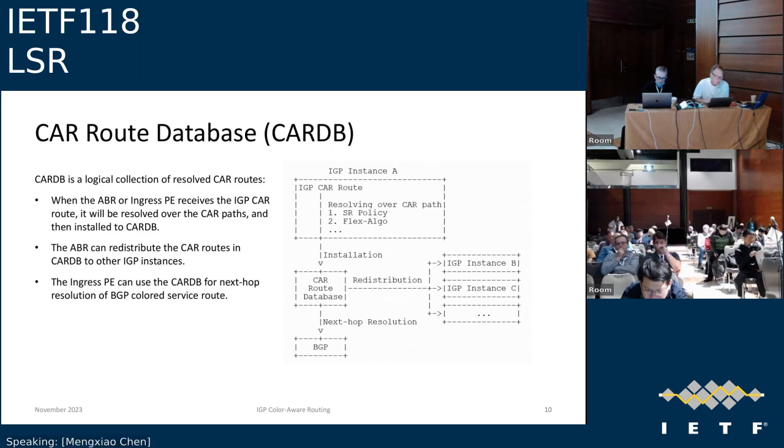CAR database is a logical collection of resolved CAR routes. It is used for IGP redistribution and BGP next hop resolution.